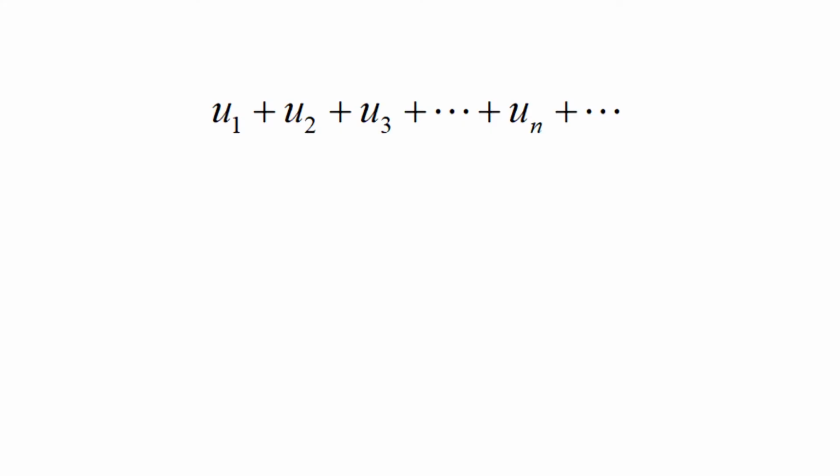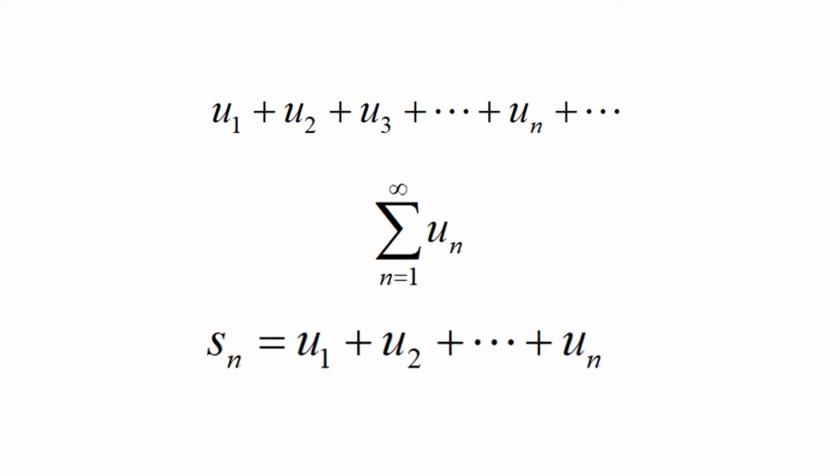An infinite series u1 plus u2 plus u3 plus etc. plus un plus etc. is denoted by summation of un, n from 1 to infinity. The sum Sn equals u1 plus u2 plus etc. plus un, that is the sum of the first n terms of the series, is called the nth partial sum of the series, summation of un, n from 1 to infinity. If Sn is the nth partial sum of the series, then the sequence S1, S2, S3, etc., Sn, etc. is called the sequence of partial sums of the series.